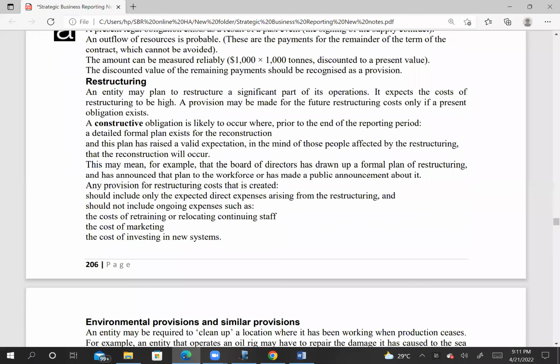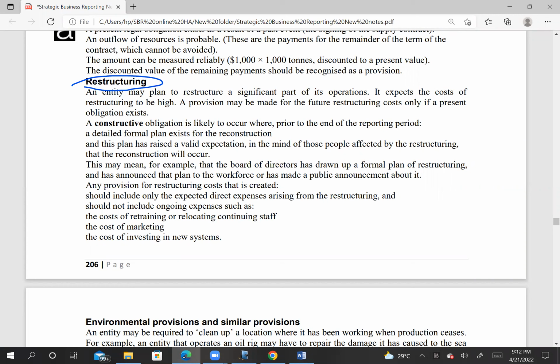Restructuring. Let's talk about the restructuring. Dear student, restructuring means a program in which the scope of the business or the manner of doing the business has been changed or is going to be changed. That program, that activity is known as restructuring or reorganization.